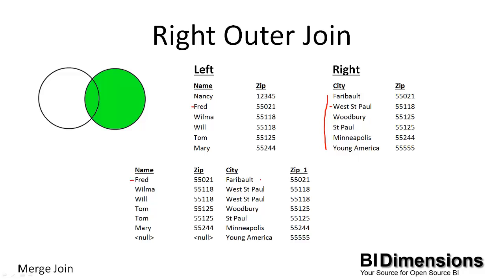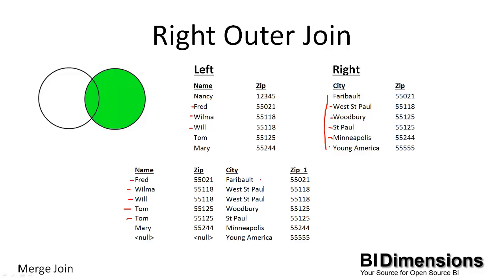We have West St. Paul next at 55118, so we place that down here, and you'll notice that we have two people that are in 55118, Wilma and Will, so both of those get entries. And keep going, we have Woodbury, and we show up Woodbury with 55125 down here. That matches to Tom, who's in 55125. We also have St. Paul that has 55125, and that shows up down here. Mary is matched in there because Minneapolis is her zip code, 55244, which matches to that.